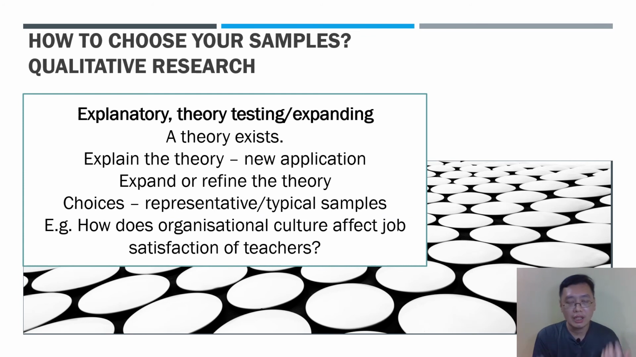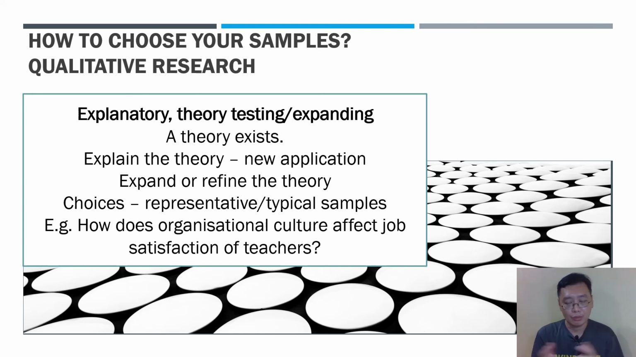Let's say you're not looking at a new area, but rather you are looking at an area and then you apply an existing theory in the area in order to understand how it works, or maybe to expand the theory, or maybe you look at new application of the theory in a particular area. Then your choices of selecting samples would be focusing on the representative or typical samples. All right, why? Because the representative samples will be able to give you a representative view or voice about the population. For example, how does organizational culture affect job satisfaction of teachers?